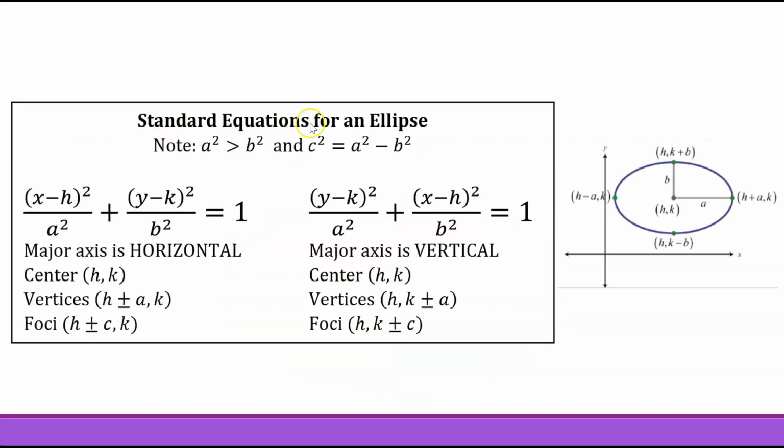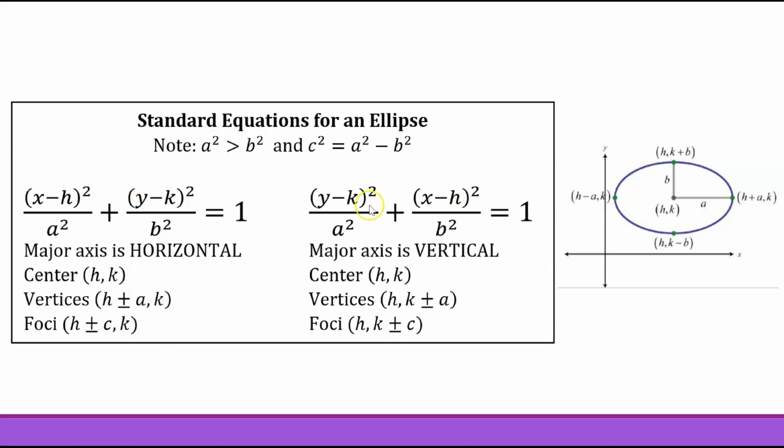Let's go ahead and take a look at the standard equations for an ellipse. Now, they seem a little bit intimidating, but when we get into an example, you'll see that it's not really too bad. So first, note that a squared is greater than b squared. So a squared, the number in the denominator here, we want to think of it as always greater than the number b squared. And then we have this equation, c squared equals a squared minus b squared, that deals specifically with an ellipse to find those foci values, as you'll see in the formulas here.